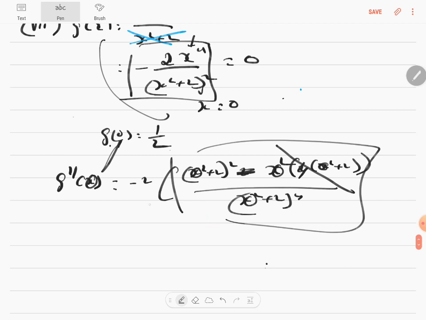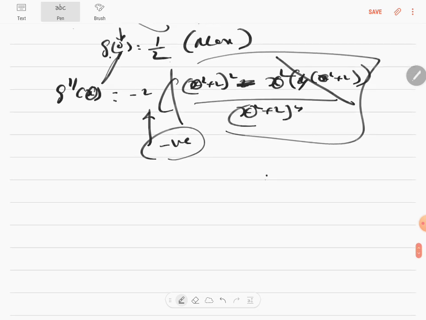At the end of the day this is negative. When double differentiation is negative, the value that you got is maxima. So then this is your local maximum point. That's what it refers to.